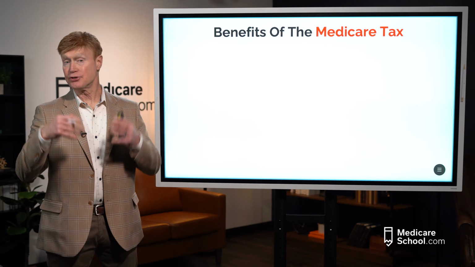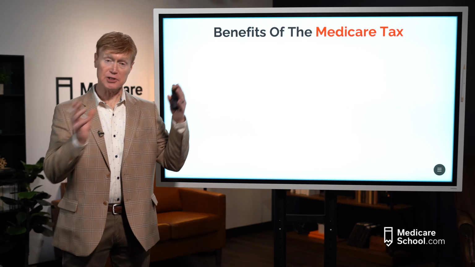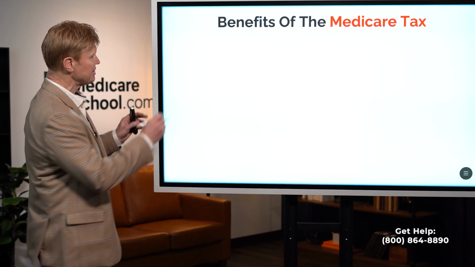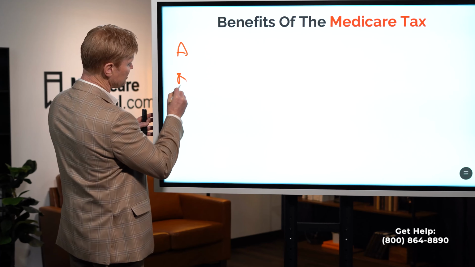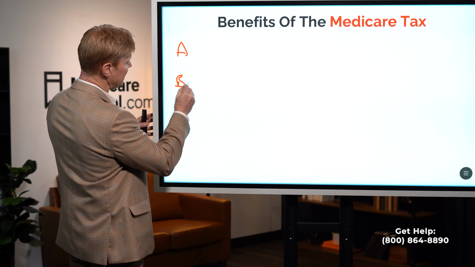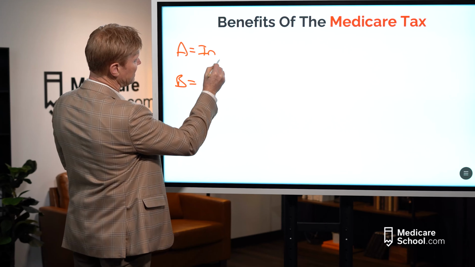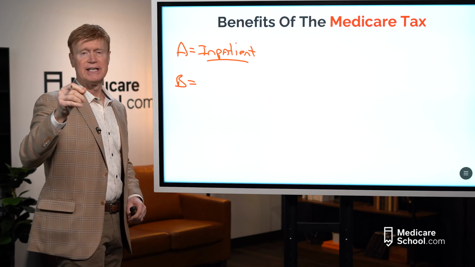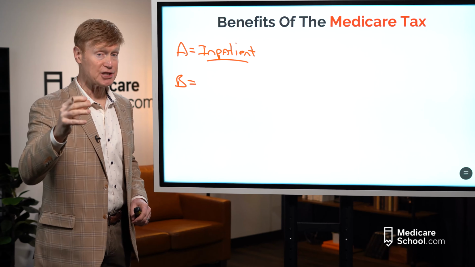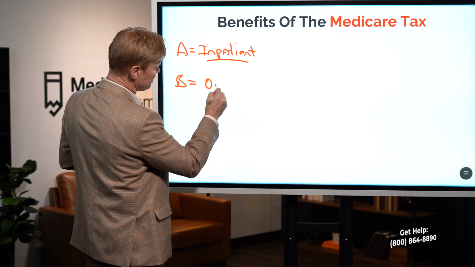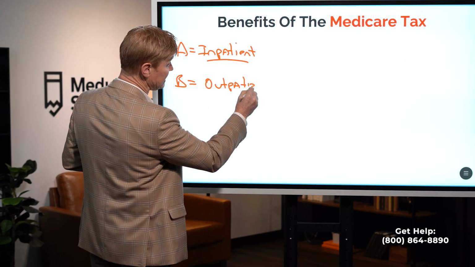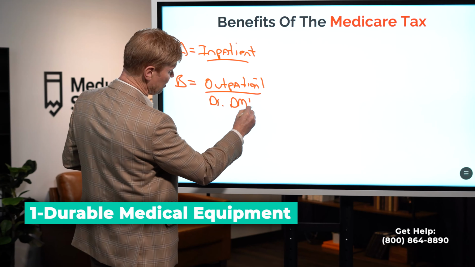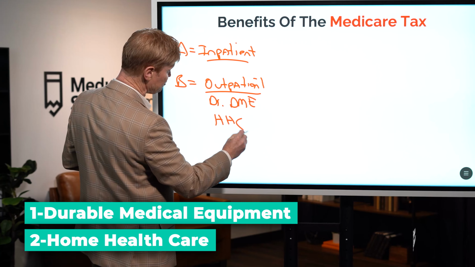So the next issue I'd like to address is the benefits of paying into this Medicare tax system for all of our life. Medicare is broken up into two parts, Part A and Part B. The A side would be the inpatient side of Medicare benefits, primarily hospital, skilled nursing facilities, as well as hospice care. The B side of Medicare is everything on the outpatient side, as well as all doctor services, durable medical equipment, and home health care. Okay, that's the two parts of Medicare.